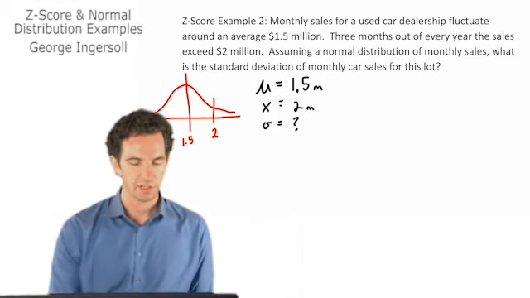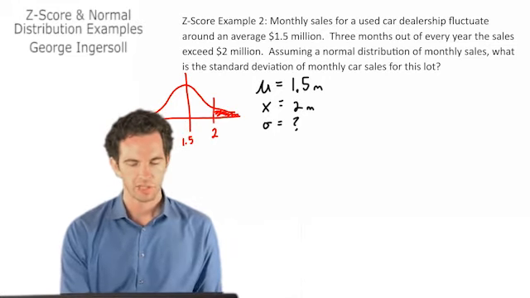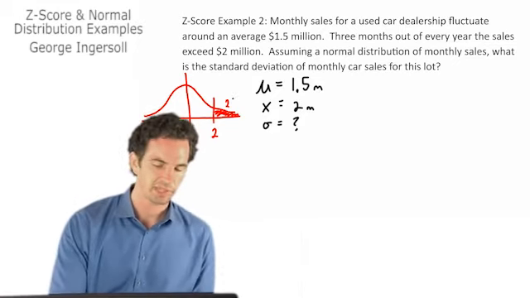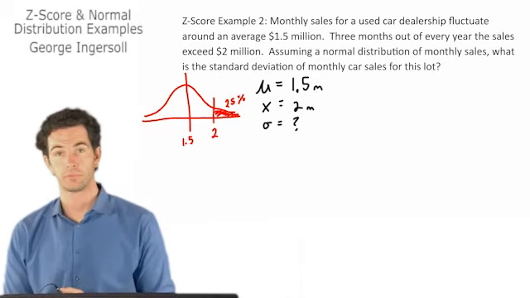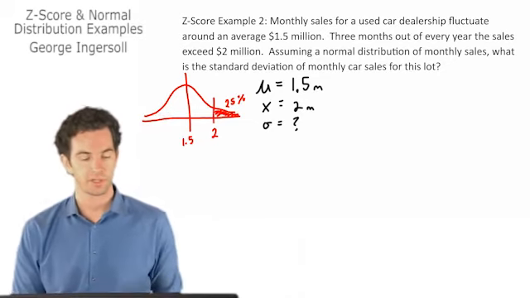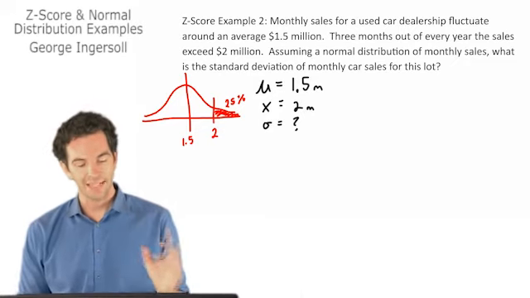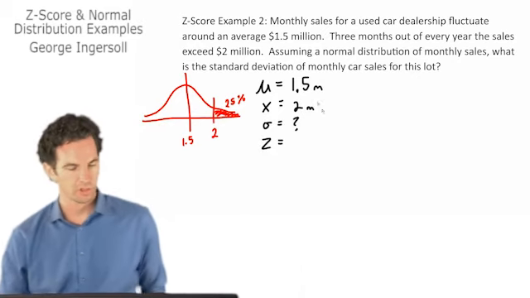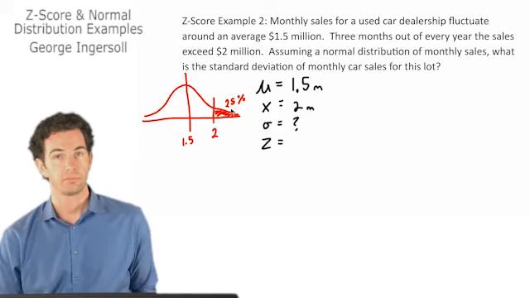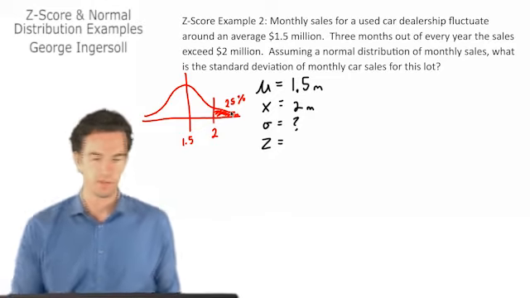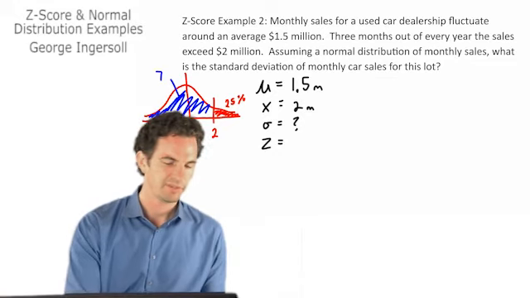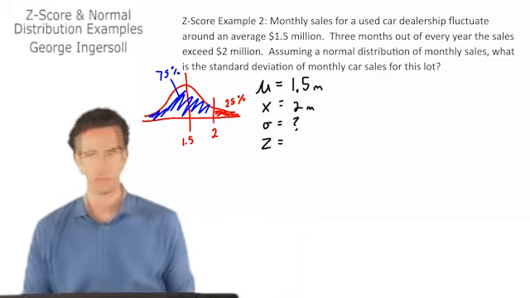That's the average. At 2 million, sales are going to exceed $2 million. Monthly sales are going to exceed $2 million 25% of the time. Right? 3 months out of every year, 25% of the time. So that can help us get to our z-value. Because 25% is the upper limit, 2 million has 25% exceeding it, that means the rest of this is going to be 75%. Hopefully that makes sense to everyone.